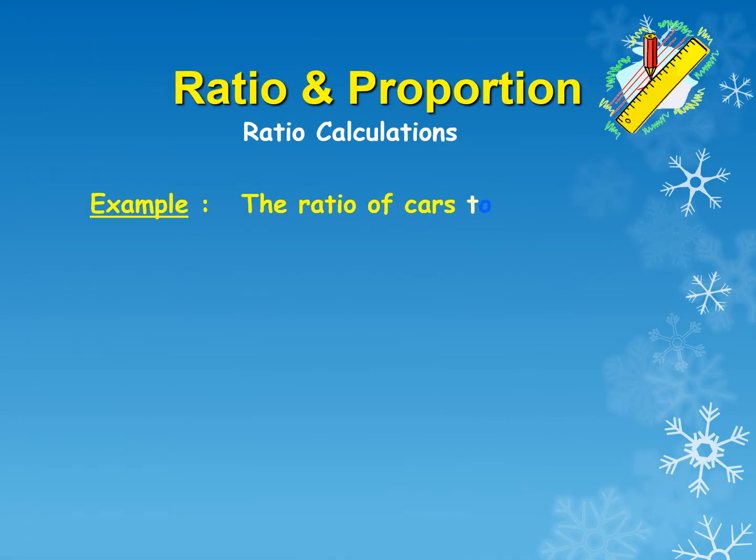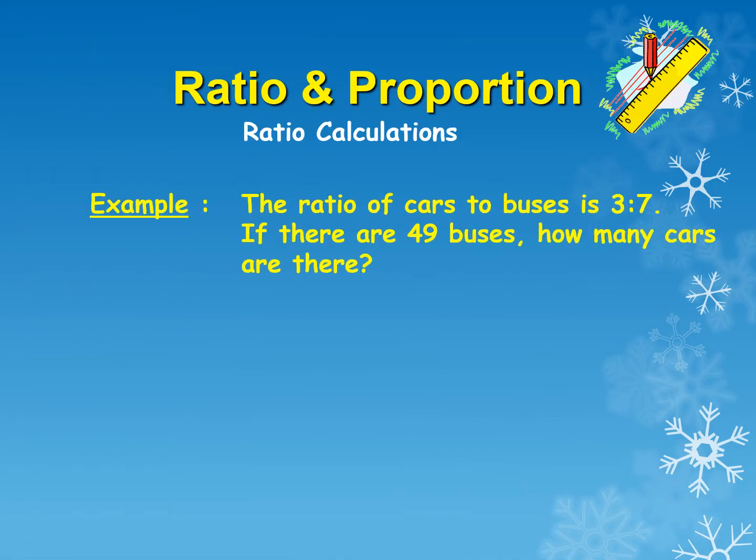Now let us have another example. The ratio of cars to buses is 3 is to 7. If there are 49 buses, how many cars are there? From here, we are going to make a table. So the ratio of cars to buses is 3 is to 7, and then under the column for the buses, we have 49.